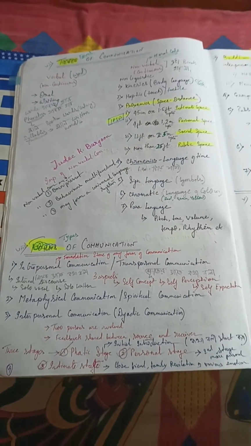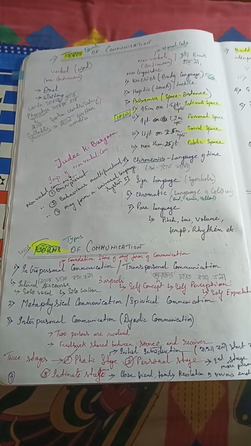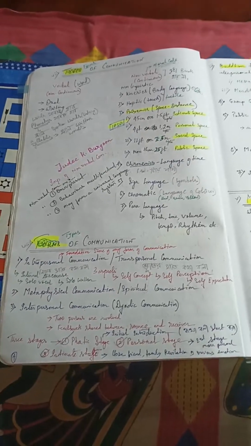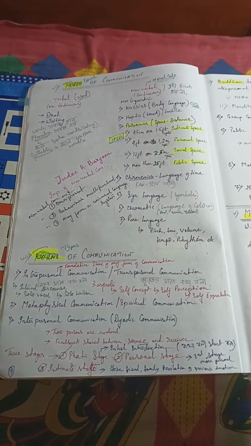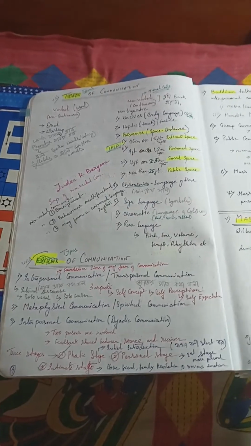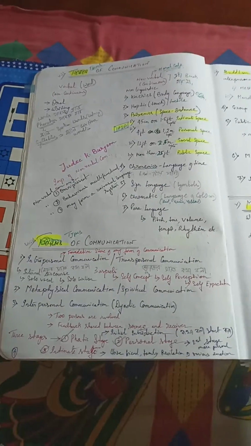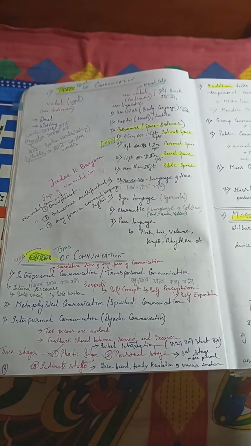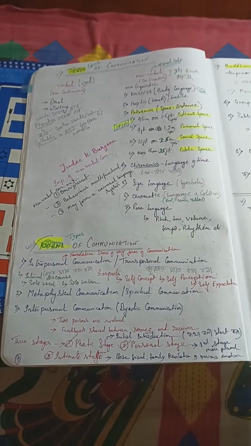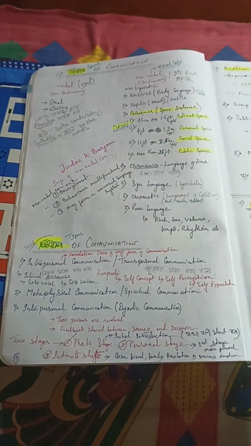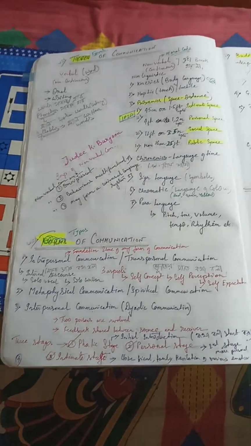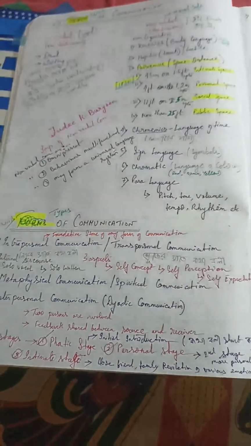Metaphysical or spiritual communication is there. There is interpersonal communication, which is known as dyadic communication. Two persons are involved. There is feedback sharing between source and receiver. Then we have 3 stages: the phatic stage, the personal stage, and the intimate stage. The phatic stage means the initial stage, the ice breaking part. The personal stage comes next. Now you can say IPSP, the same as this one.